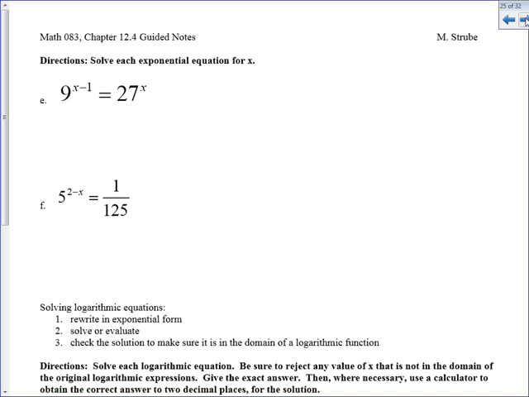All right, for E, I have 9 to the (x minus 1) equals 27 to the x. When you have a binomial exponent, just like when you have binomials in other places, for safety's sake, use parentheses. And now I need to come up with my common base. I need a common base for both 9 and 27.